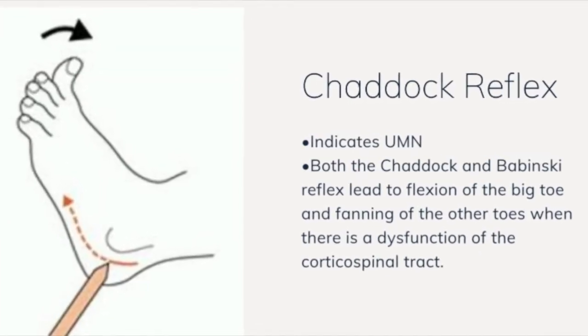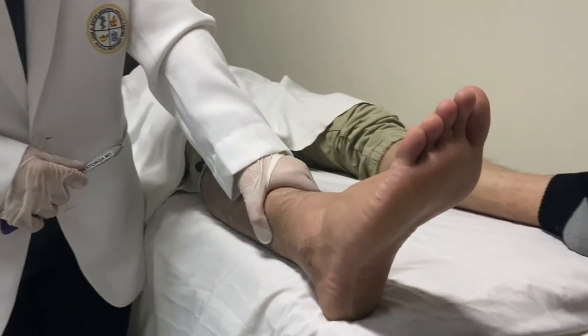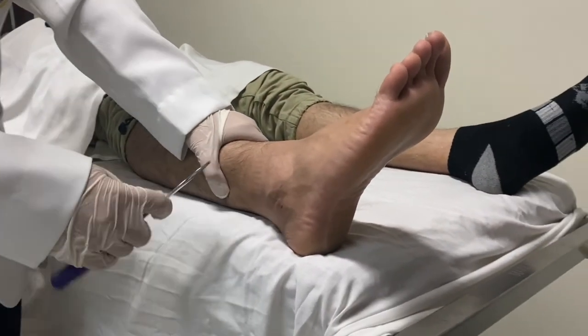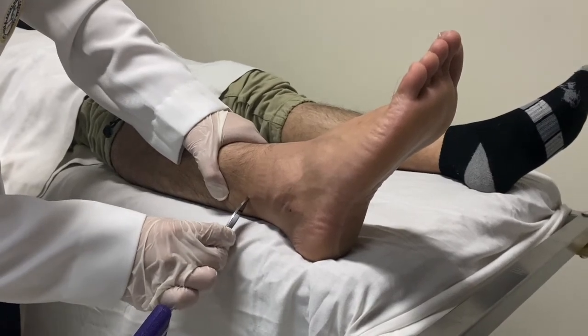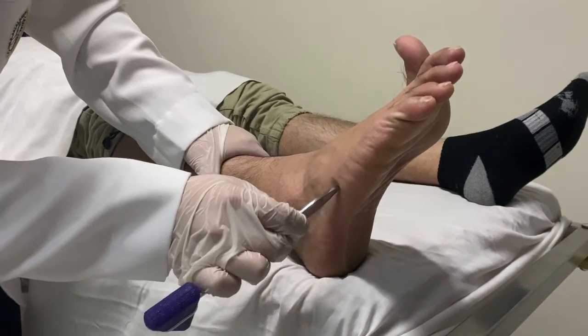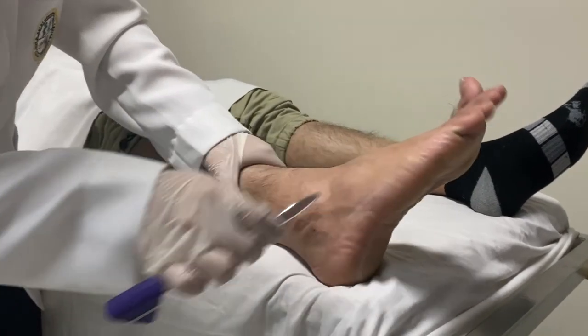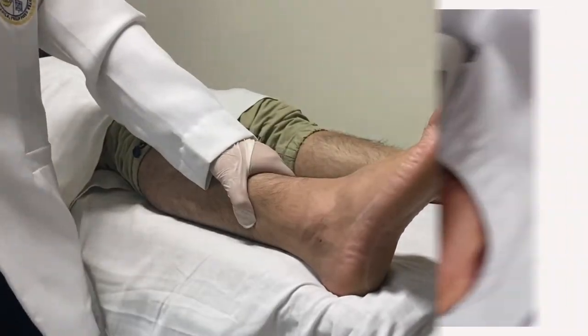Chaddock reflex is elicited by stimulating the dorsolateral aspect of the foot from the posterior portion of the skin just beneath the lateral malleolus anteriorly and along the external edge of the foot. Both the Chaddock and Babinski reflex lead to extension of the big toe and fanning of the other toes when there is a dysfunction of the corticospinal tract.